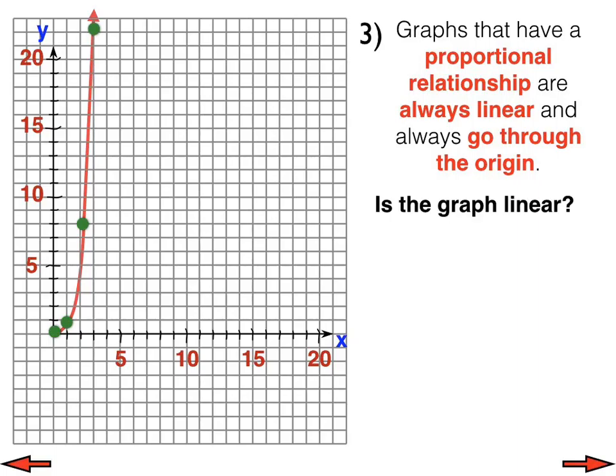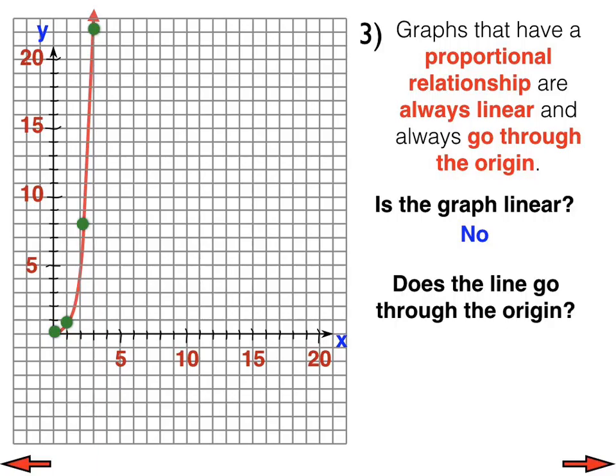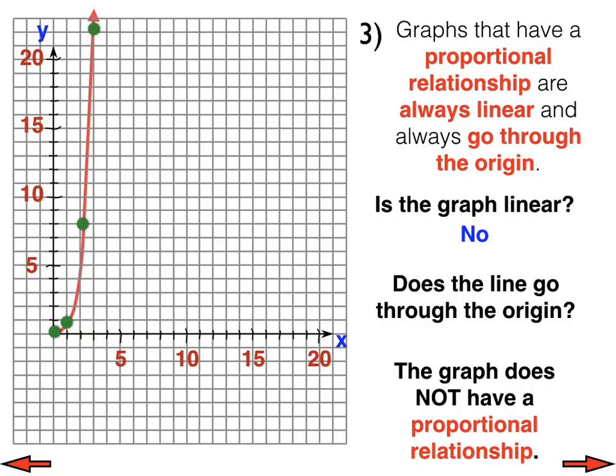So yes or no, is it linear? No, it's not. Just because there's a line connecting dots doesn't mean it's linear. Linear means it has to be a perfectly straight line. So you see that curve? That means this is not linear. And since it's already a no answer, we know this is not proportional. We don't even have to answer the second question. Don't even bother. It's already no, so it's not proportional. Okay?